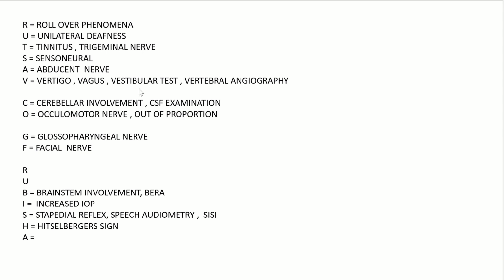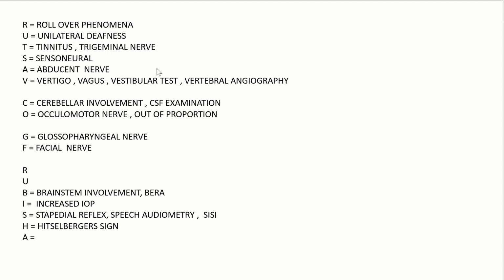When the tumor is very small, you may not see any problem in the test, but as it enlarges, there will be a diminished or absent response. The test that we can do is vertebral angiography. The importance of vertebral angiography is that it helps to differentiate acoustic neuroma from the other cerebellopontine angle tumors.